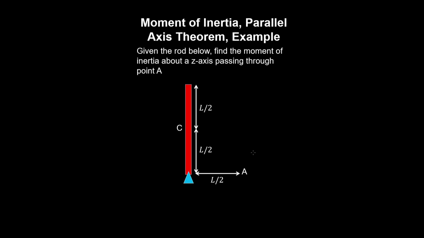Let's find the moment of inertia of this rod about a z-axis passing through point A. Well, we know the moment of inertia of the rod about a z-axis passing through the center of mass. And because these axes are parallel, we can use the parallel axes theorem. Where the squared distance is from the z-axis passing through the center of mass to the z-axis through A, which can be obtained using Pythagoras' theorem.